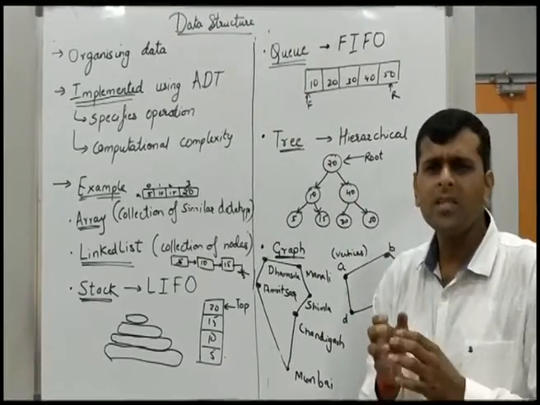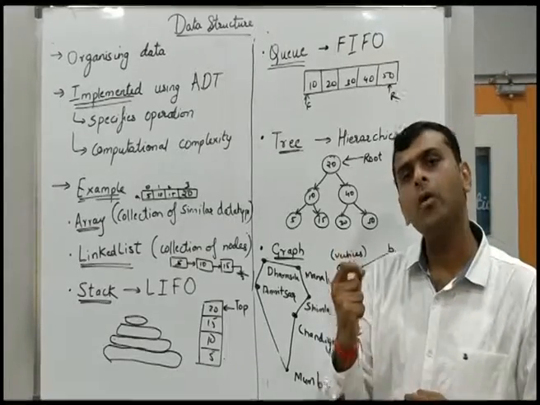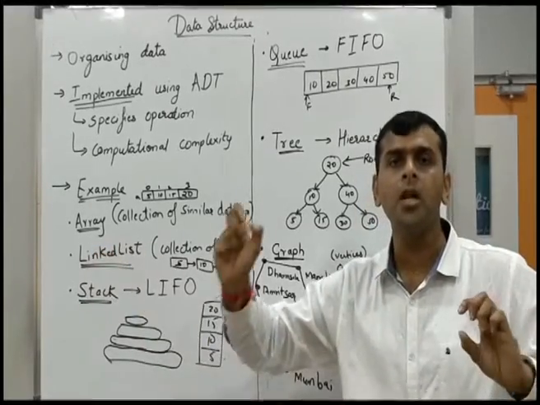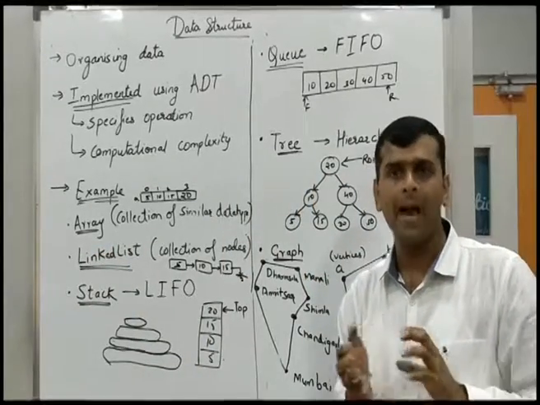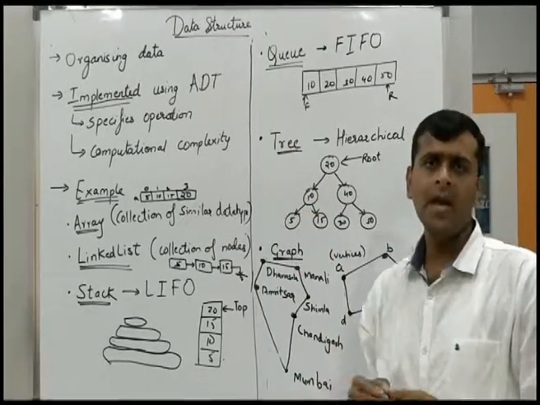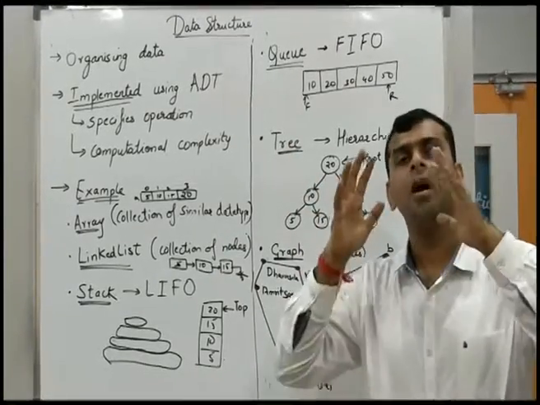Then we'll come to, these are all linear data structures. Now we are going to talk about non-linear data structures, wherein the data is not in the form of horizontal or vertical format. So for that, we have the first data structure, which is trees. A tree stores the information in the form of a hierarchy.